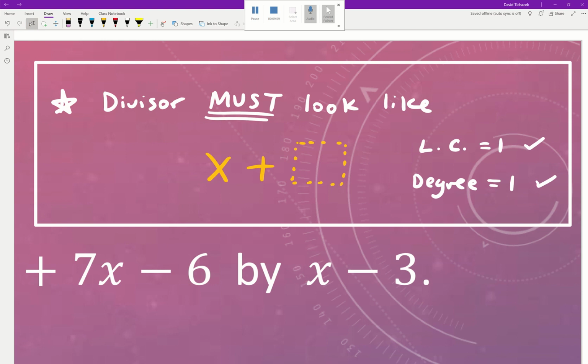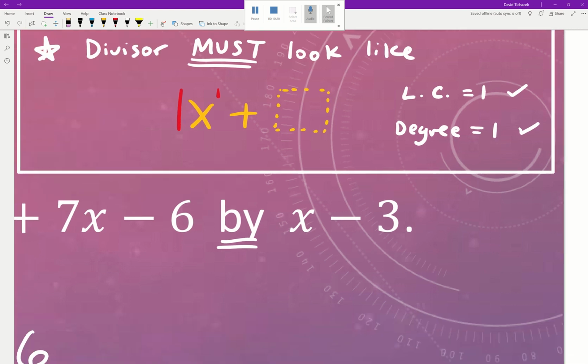X plus some number. And so, again, what you're looking at here is the leading coefficient of this polynomial, of course, is a 1, and the degree of this polynomial is also a 1. If you've got that going on, then you have the green light to do synthetic division. So you'll notice here in this example that what we are dividing by is going to be this polynomial right here, this x minus 3. Does that look like x plus something?